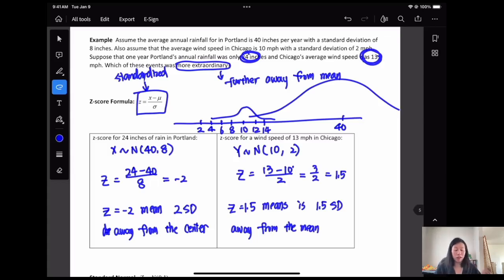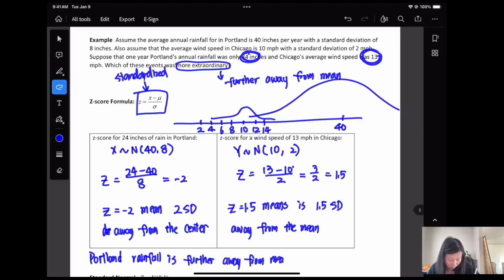So now tell me, which one do you think is more extraordinary? Definitely the one with the bigger number of standard deviations. So we can write down our conclusion: Portland's rainfall in that year is further away from the center, from the mean, which is more extraordinary.